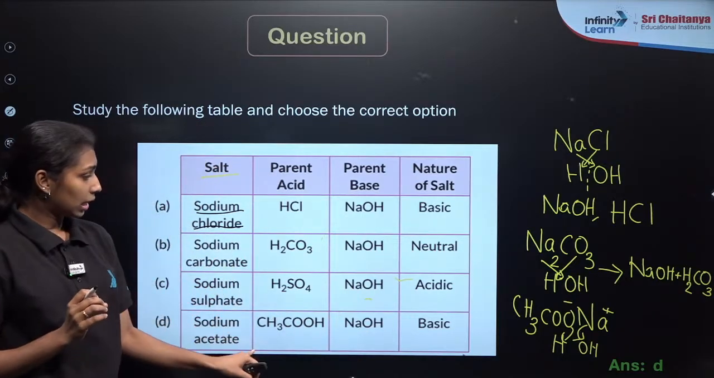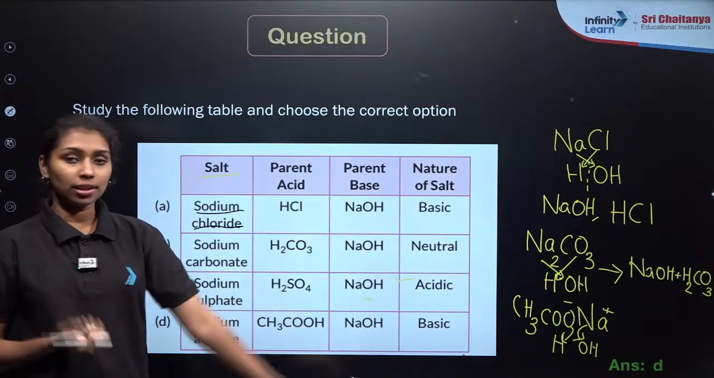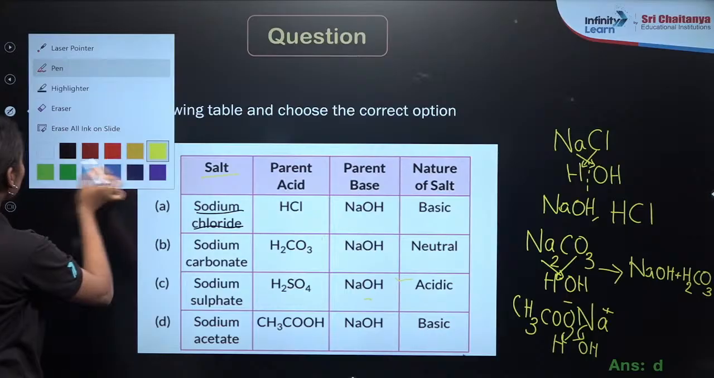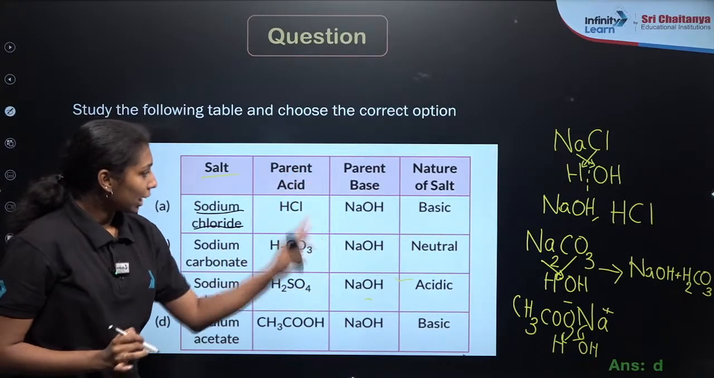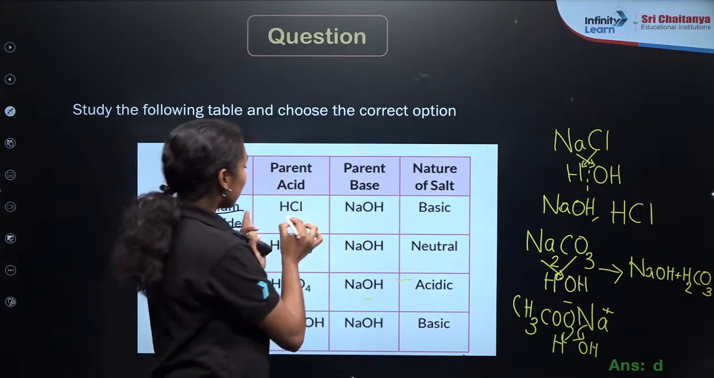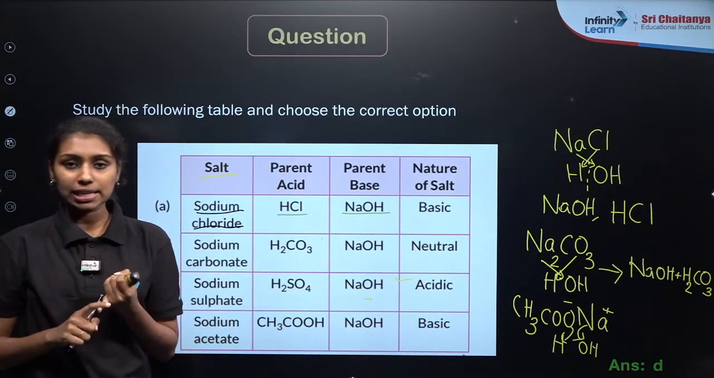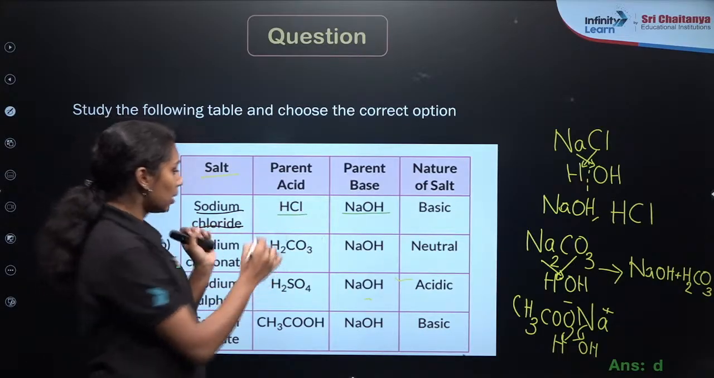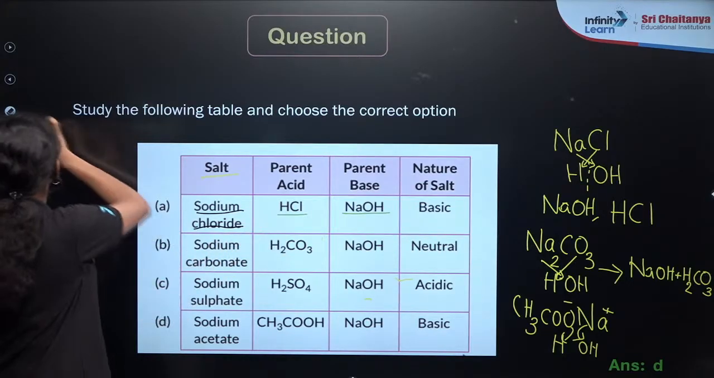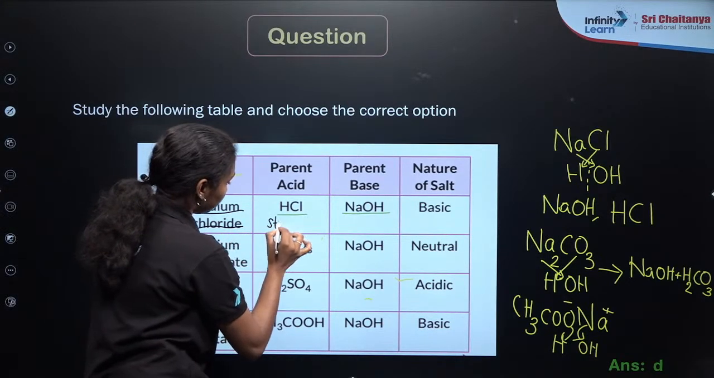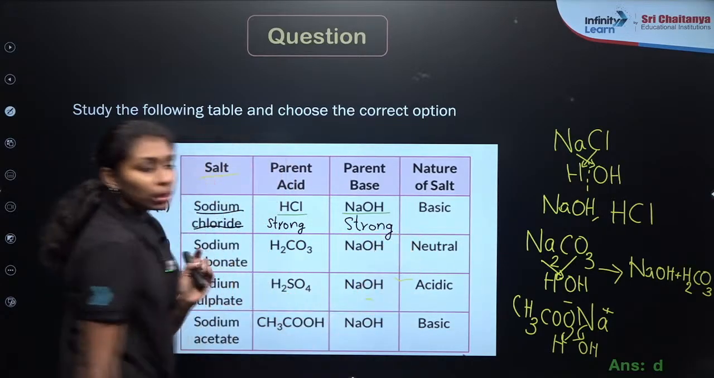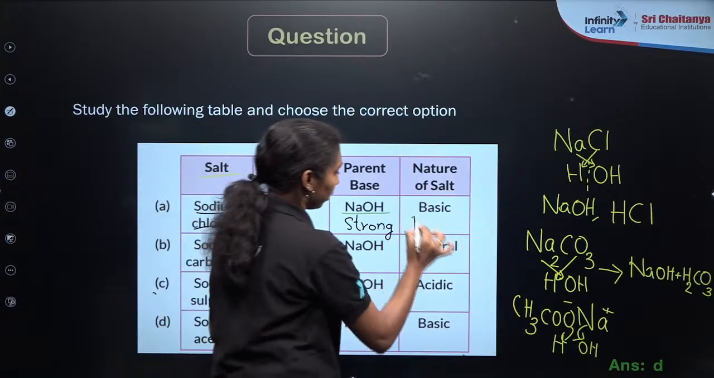Now, how can we predict the nature of the salt? As we already mentioned in the previous questions, the nature of the salt can be predicted from the strength of the acid and base. For example, hydrochloric acid is a strong acid and sodium hydroxide is a strong base. If a salt is formed between a strong acid and a strong base, it will form a neutral salt. Strong and strong, it will form a neutral salt.